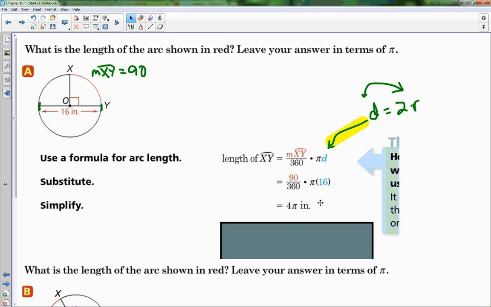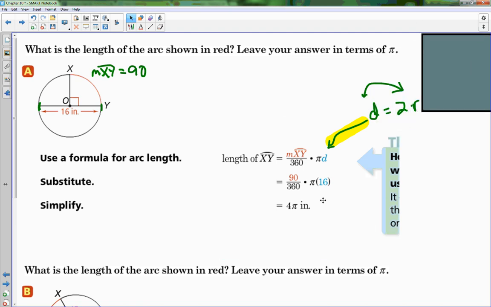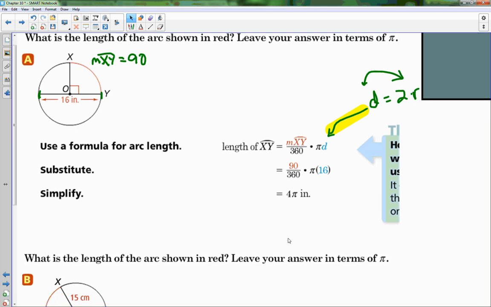So 90 divided by 360 is 1/4. 1/4 times 16 is 4, and the pi gets to hang on. You always want to stick with pi unless they ask for an approximate or a round to the nearest. Otherwise, leave it in terms of pi.